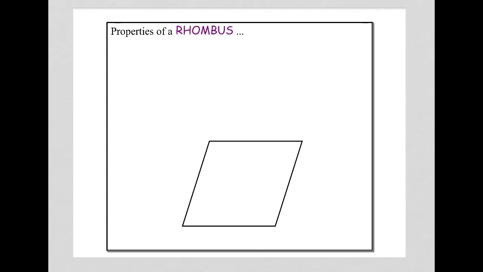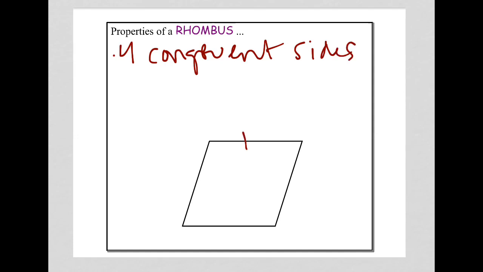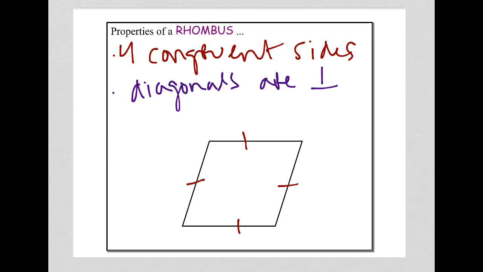Now, rhombus or rhombi have the same properties as a parallelogram, plus they have 4 congruent sides, meaning all of their sides are the same length. We also have that the diagonals are perpendicular to each other. So when the diagonals cross like this, they give you 90-degree angles all the way around.